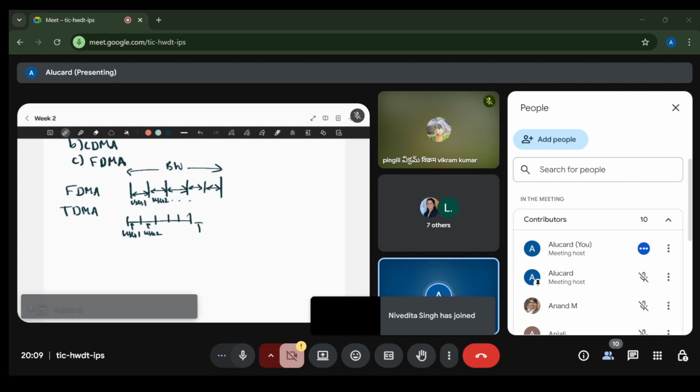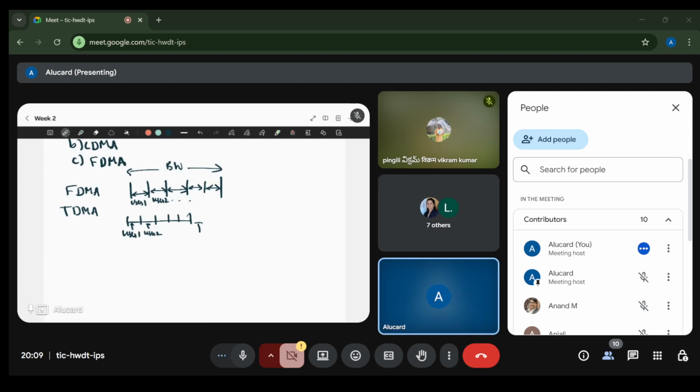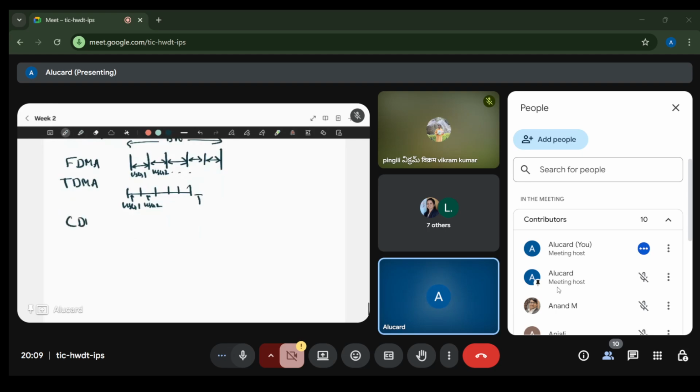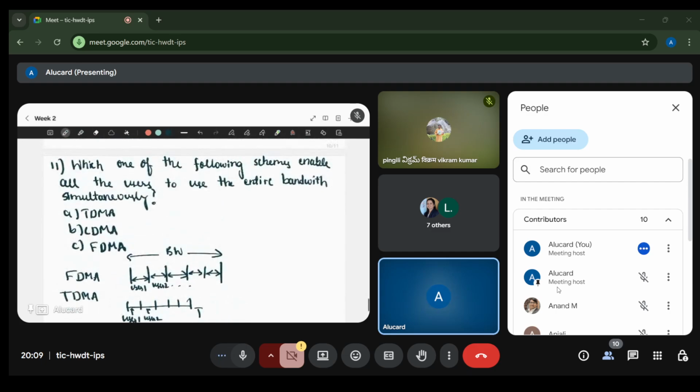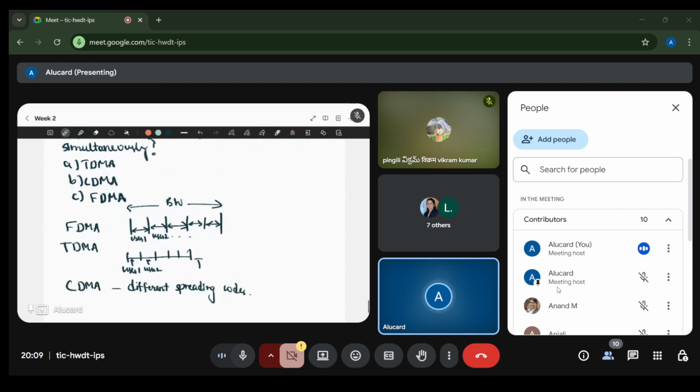Then finally, you have code division multiple access, in which users can transmit at the same time using the same frequency, but different spreading codes are used. Using different spreading codes, does it mean that you can use the entire bandwidth, or are there any restrictions?